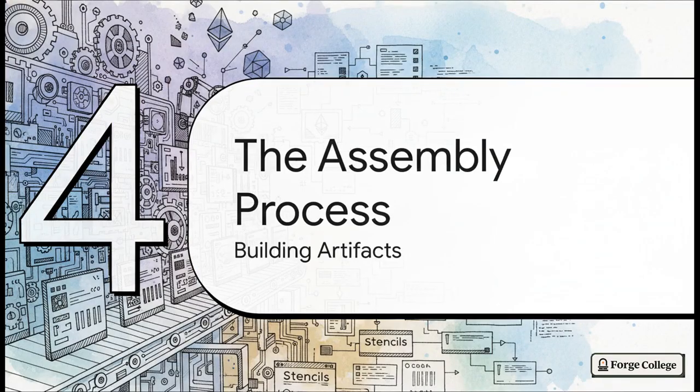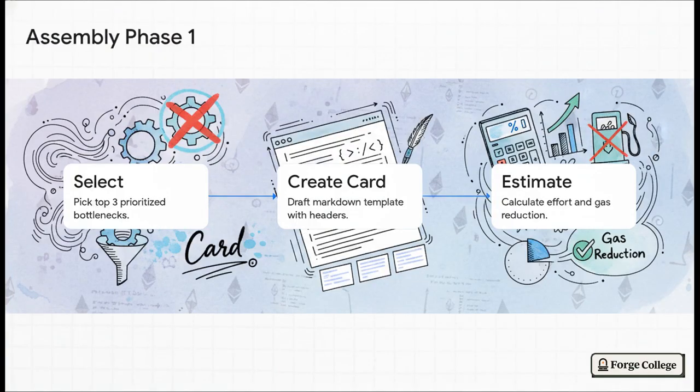Okay, Section 4, the assembly process. Now that we know what our cards and stencils actually look like, it's time to hit the assembly line and build these artifacts step by step. Phase 1 is all about extraction. You pick your top 3 actionable bottlenecks from your prioritization matrix. Then, you draft the markdown template for your card, filling out all those mandatory headers we just talked about.